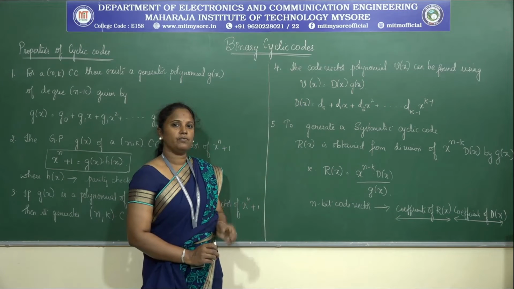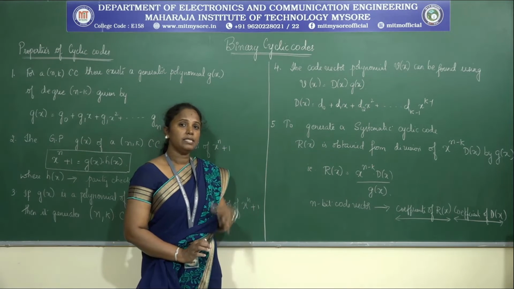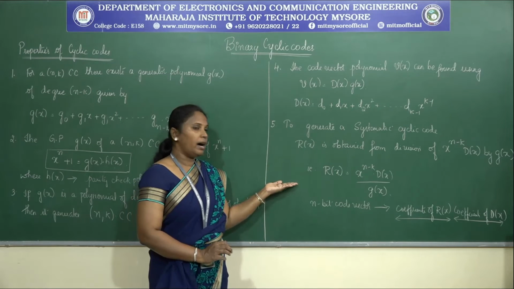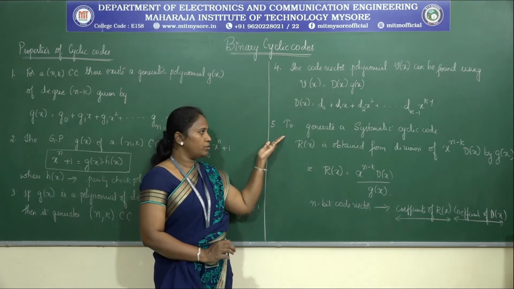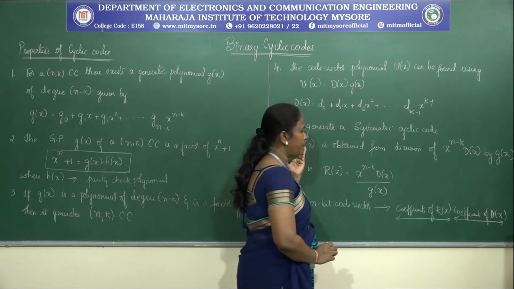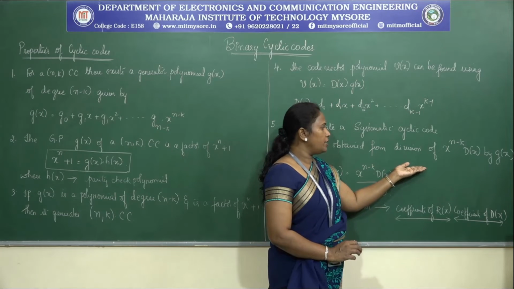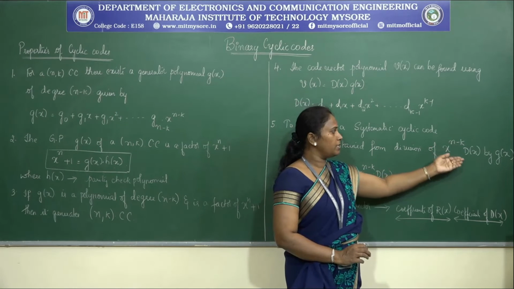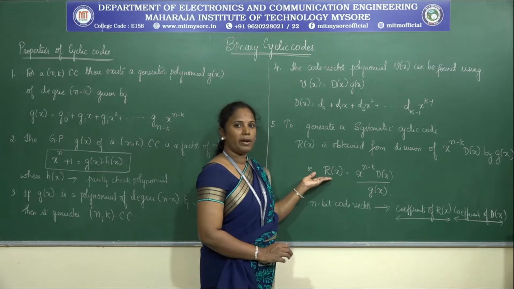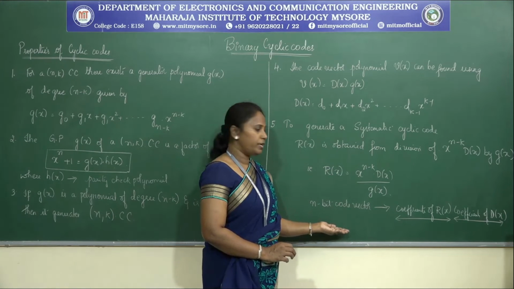But if your (n, k) code is a systematic code, then how you are going to find the r of x value is by using this equation. The remainder is obtained by dividing x to the power of n minus k into d of x by g of x, where you generate your remainder r of x.